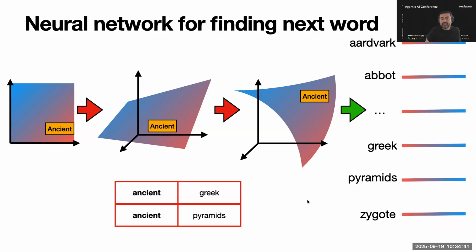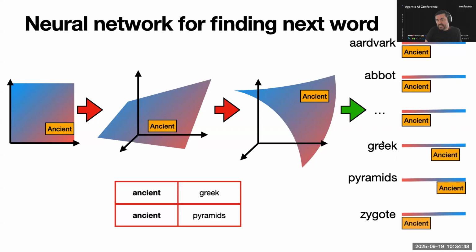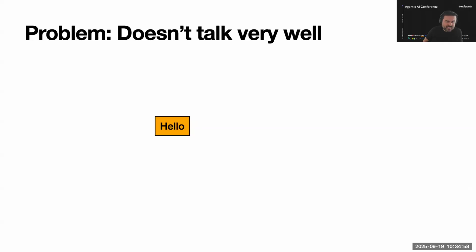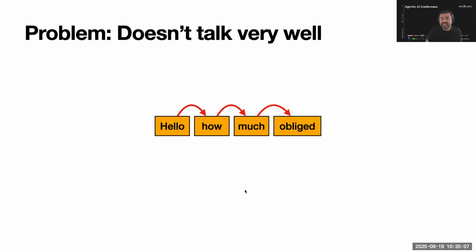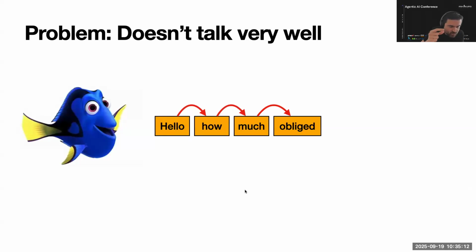Okay. Now, obviously, the next word could be many things, right? It could be ancient Greek or ancient pyramids. What does that mean? Well, that when I look at Greek and pyramids, they have high scores and everything else has a low score. Okay. The problem is that this doesn't talk very well, because if you come up with the next word after a word, then you say hello, the next word is how, and after how, the next word is much, because how much. And you end up talking like, hey, hello, how much obliged, because you now talk like Dory again, because you're coming up with the next word and you don't remember anything before.